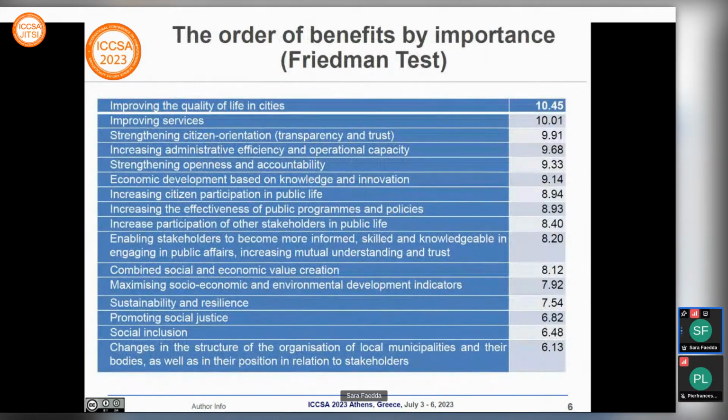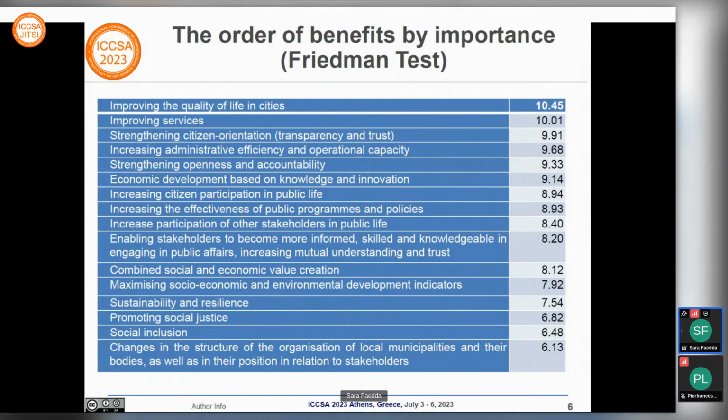They evaluated each impact on a scale from totally agree to fully disagree. From this evaluation we got some ratings, and we used the Friedman test to determine the importance of each impact. And you can see the final order of these positive benefits. First and most important were the quality of life, improving services, strengthening citizen orientation to support transparency and so on.